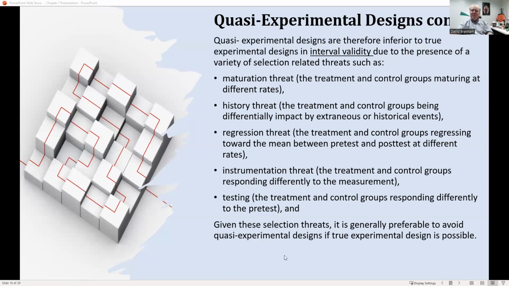Given these selection threats, it is generally preferable to avoid quasi-experimental designs if true experimental design is a possibility. So we do know that, but it doesn't mean that quasi-experimental designs shouldn't be done. In most cases, when they are done, it's because a true experimental design is not an option. So that doesn't mean we throw out the baby with the bathwater. Go ahead and do the quasi-experimental design, explain what you did, and let people make their own conclusions from it.